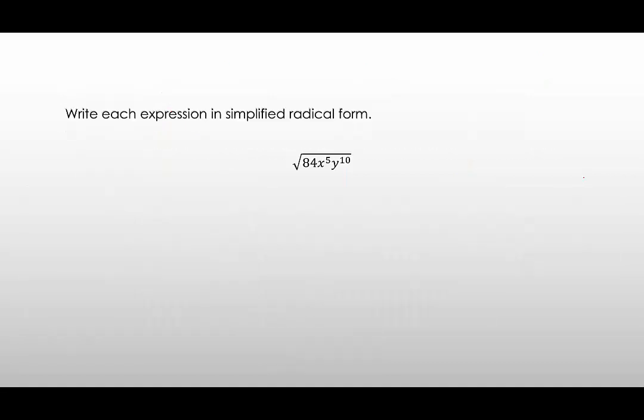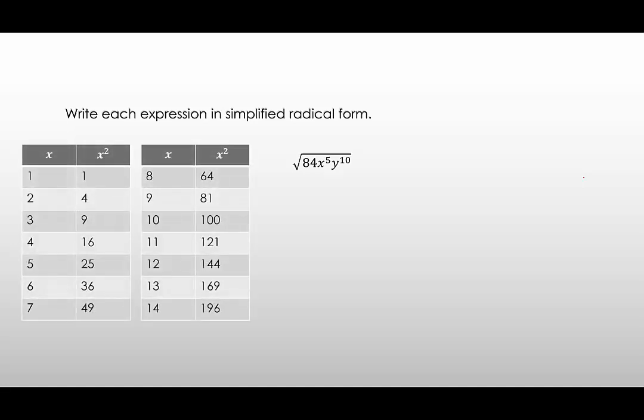Okay, in our first example, we have the square root. I know it's a square root because no index is given. It's assumed to be a 2. The square root of 84, x to the 5th, y to the 10th. Let's consult our handy list. We're looking for our perfect squares. I don't even need this one at all. And so we're looking in this column for one of these that is hopefully a factor of 84.